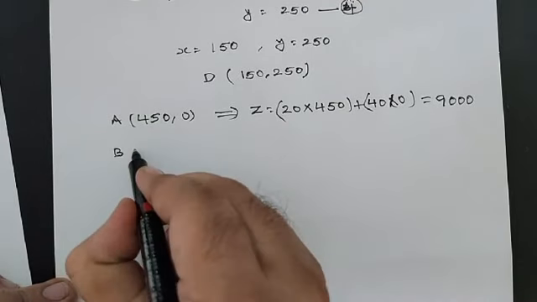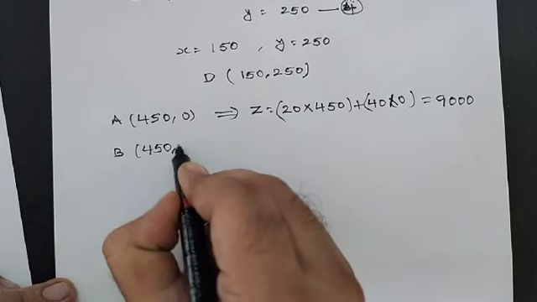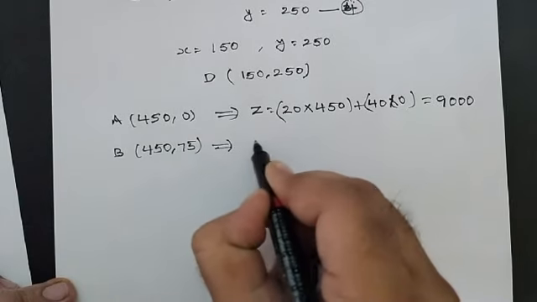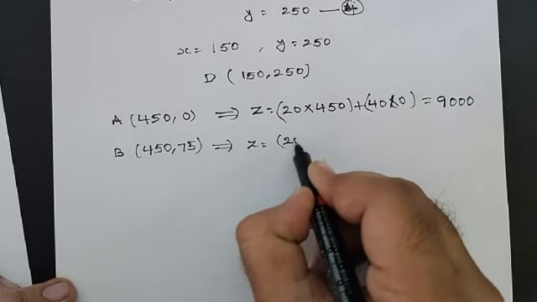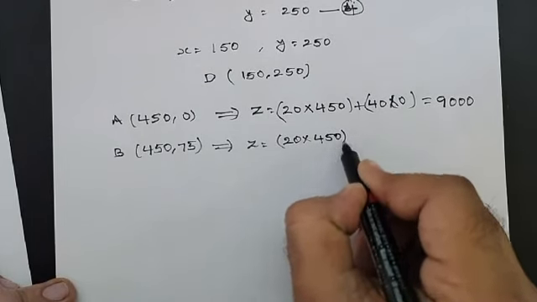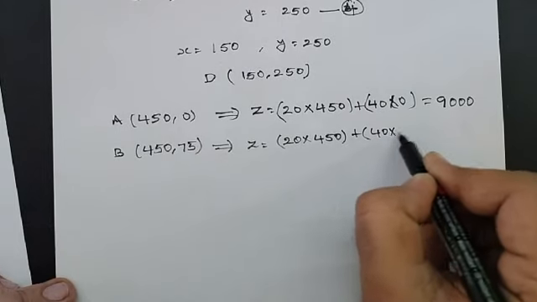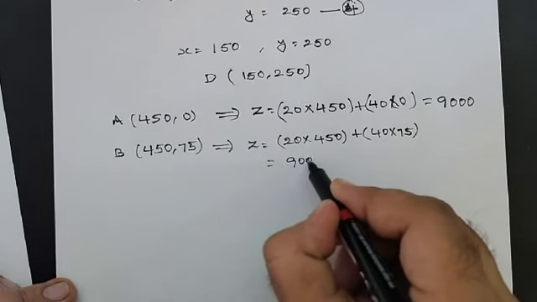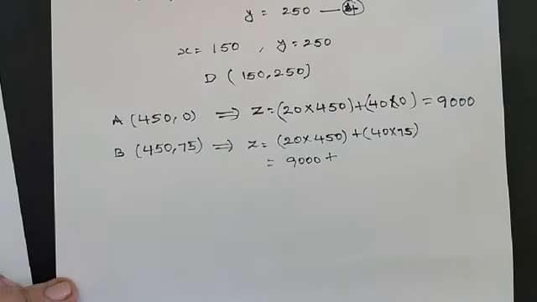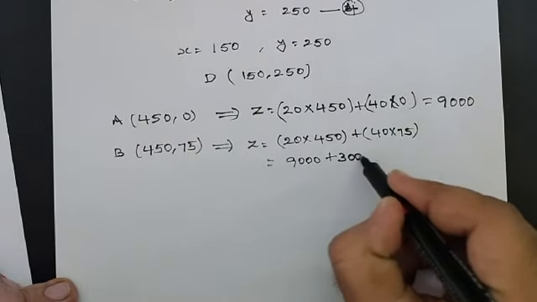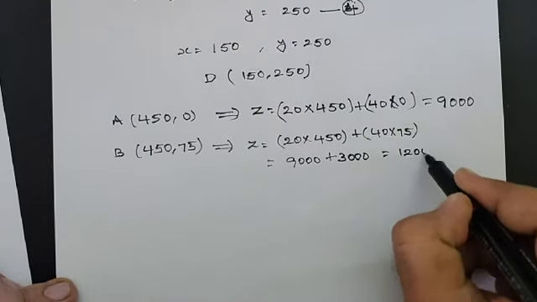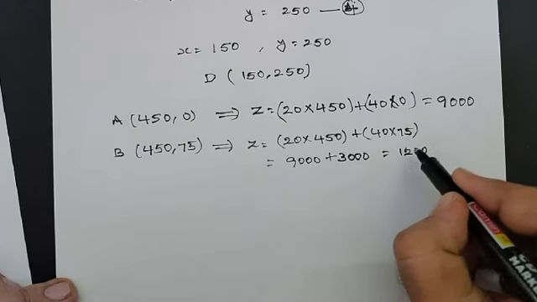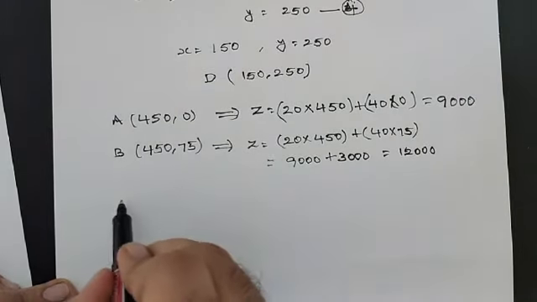Then take point B. What is the point B value? 450 comma 75. So the value of z equals 20 into 450 plus 40 into 75. 20 into 450 we already know is 9000, plus 40 into 75. 40 into 75 equals 3000. So total 12,000.